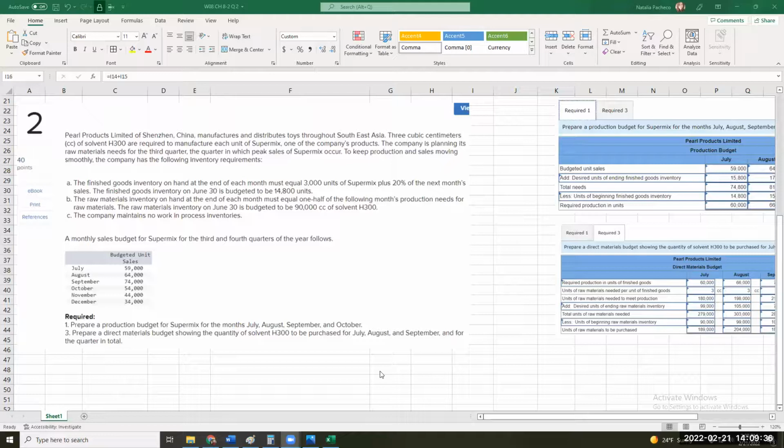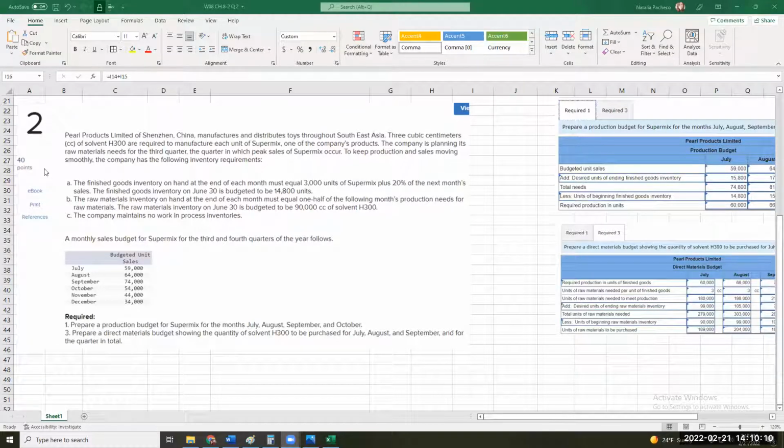Okay, we're going to start doing Requirement 8.2, Question 2. So this is the question. Per Productions Limited in China manufactures and distributes toys through Southeast Asia. 3 cubic centimeters (cc) of solvent H300 are required to manufacture each unit of Supermix. So Supermix is the product they make, and the raw material is 3 cubic centimeters for each product.